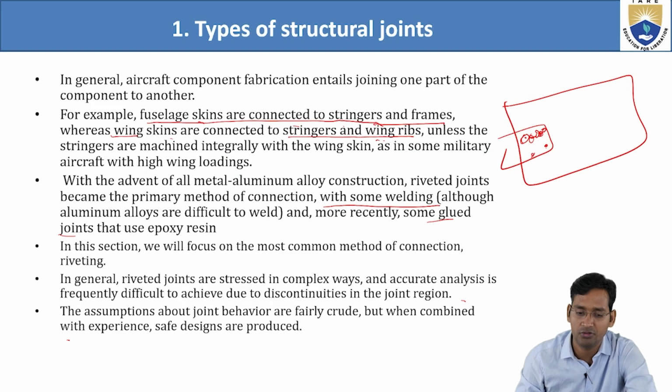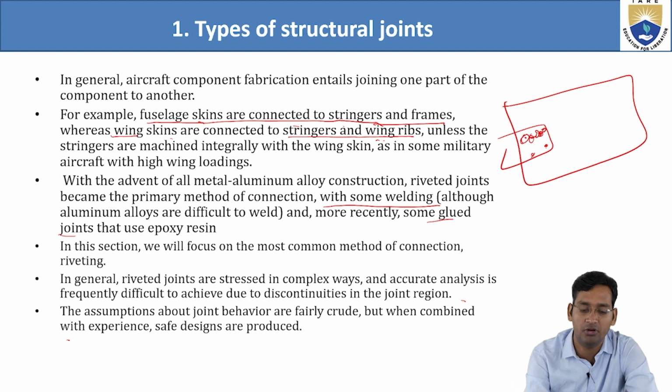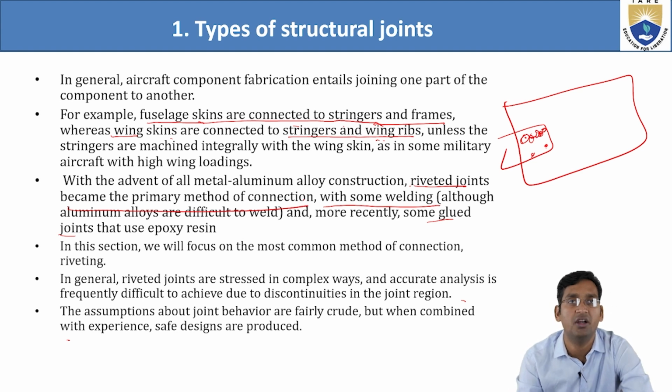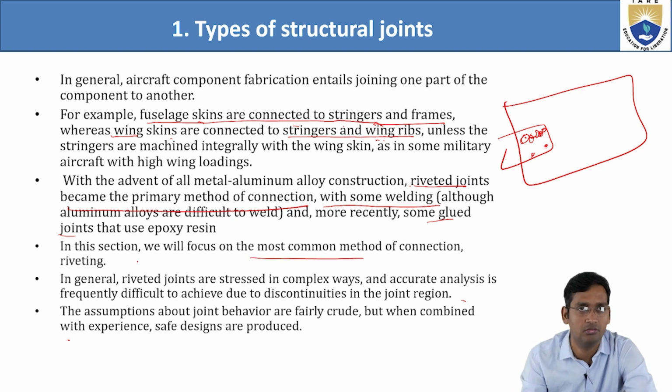The first topic was the types of structural joint. Different types are there. Aluminium alloy riveted joint is the primary method of connection. Somewhere epoxy resin is also used as glue, or by some other method, but mostly we use the riveted joint. The most common method of connection is riveting.